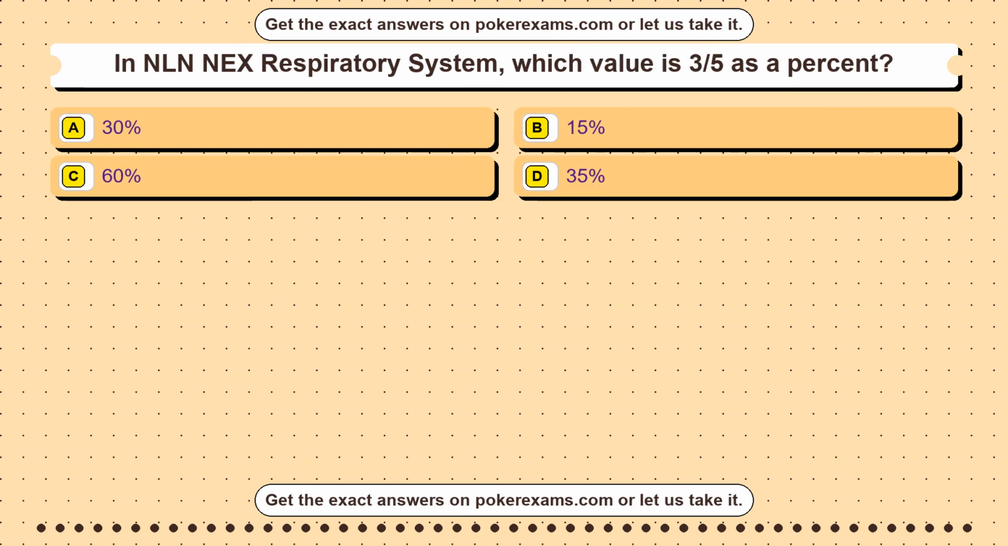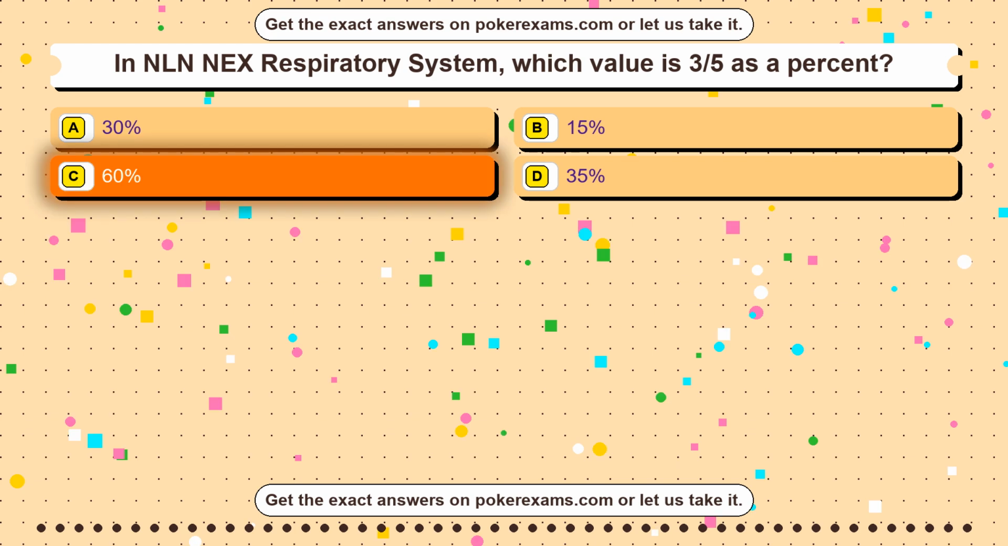Question 43. In GED reading comprehension practice, which point is on the y-axis? Option A, 3, 2. Option B, 4, 4. Option C, 0, 5. Option D, 5, 0. The correct answer is option C.